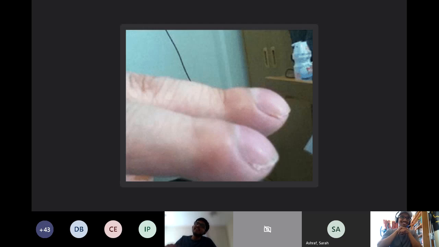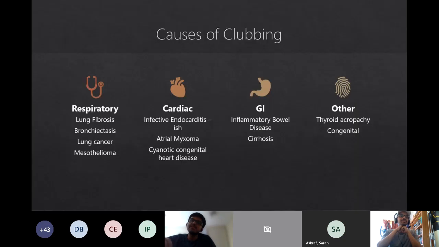This is clubbing, and you can tell because there is a loss of the nail fold angle, and there are lots and lots of different causes of clubbing. So tell me about some causes of clubbing or categories of causes of clubbing.